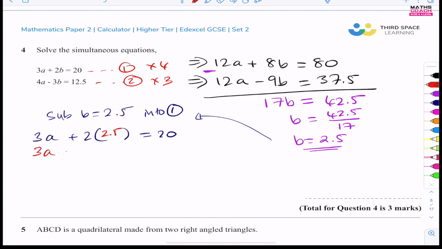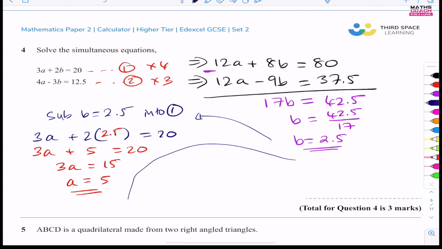So that's 3a plus 2 times 2.5 is 5, equals 20. Take the 5 to the other side. I get 3a is equal to 15. And therefore, now do 15 divided by 3. a is equal to 5. Now, your answers are there. But what if I made a mistake somewhere? This is a good idea to check.